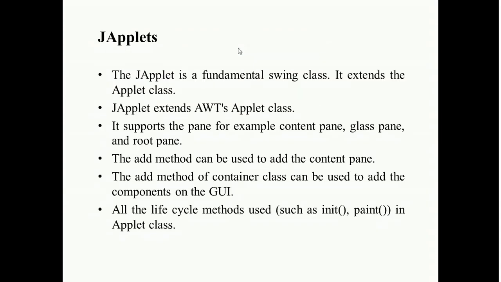Now next, see the component JApplet. The JApplet is a fundamental swing class. It extends the applet class, meaning the JApplet extends the AWT applet class. It supports the panes, for example content pane, glass pane and root pane. The add method can be used to add to the content pane. So the add method of the container class can be used to add the components of the graphical user interface.